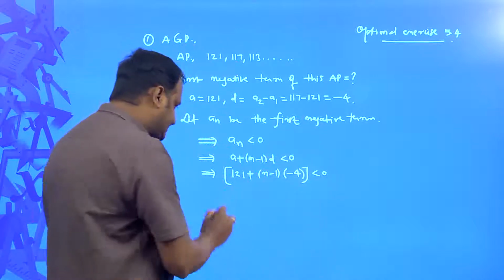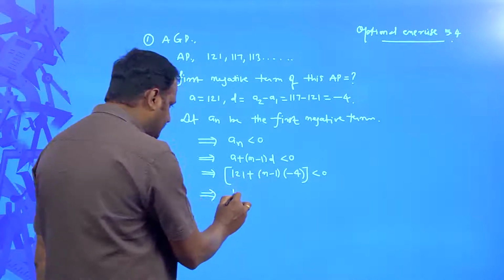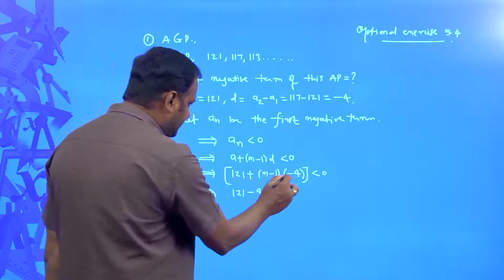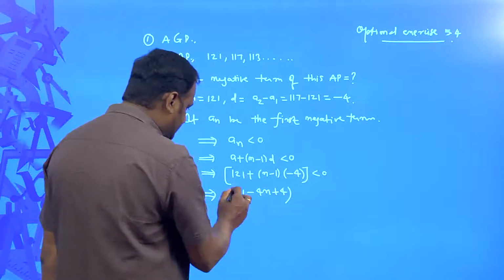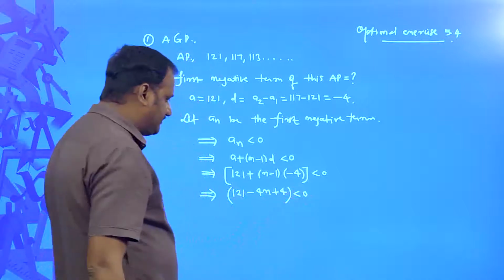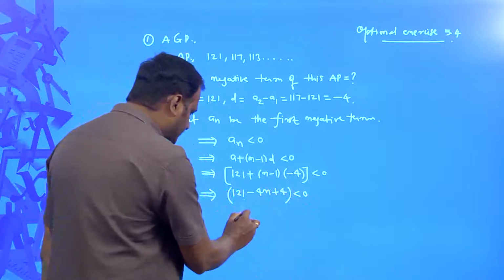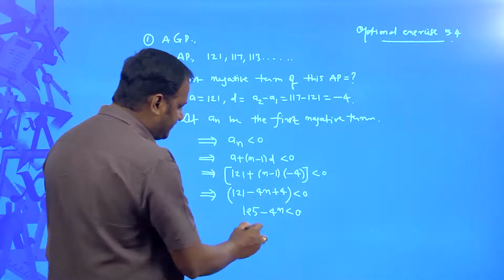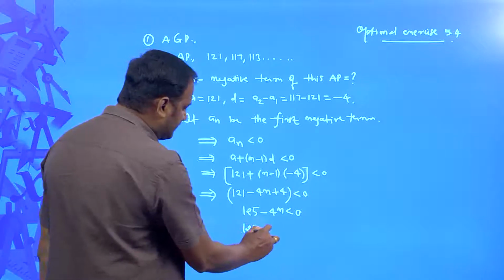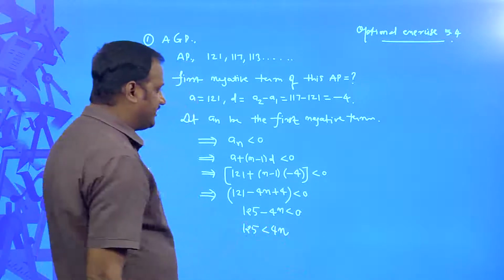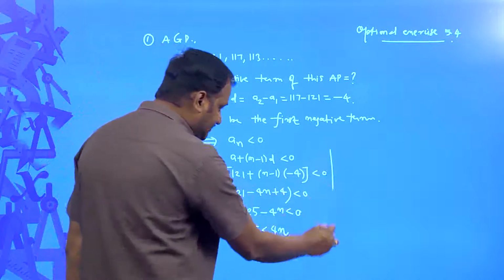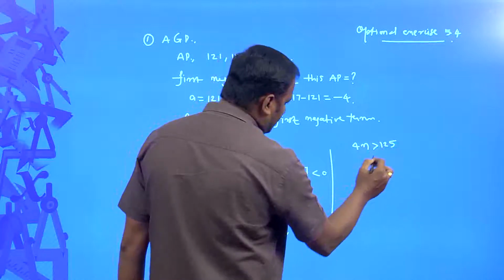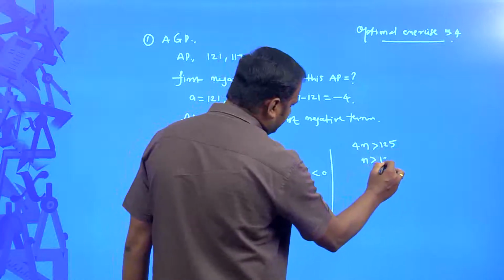When you simplify this you get 121 plus n times minus 4, that is minus 4n, and minus of minus gives plus 4, which is less than 0. If you simplify, 121 plus 4 is equal to 125, minus 4n less than 0. So when you simplify this, 125 less than 4n. So 125 less than 4n means you can write this as 4n greater than 125, which means n greater than 125 divided by 4.